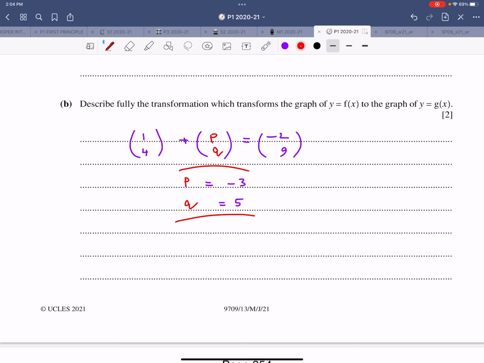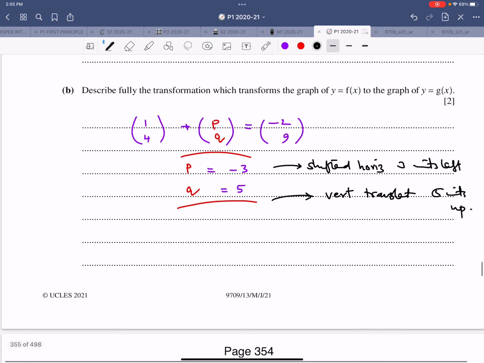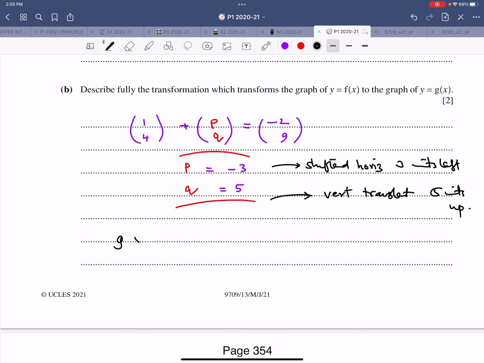Because of the minus 3, the graph is shifted horizontally 3 units left, and it's shifted vertically, translation 5 units up. So what is the transformation? You can write in words, or you can also write this as g(x) is basically f bracket inside x plus 3, that means left, and then plus 5. This is what is happening.